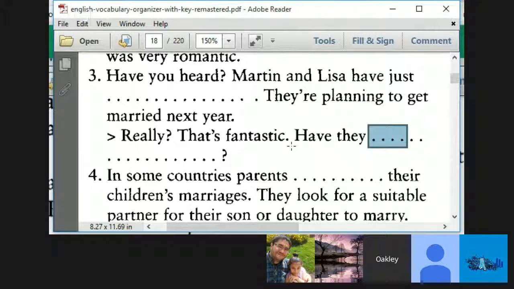People do it differently in Western culture. Sometimes it's 2 weeks from now. Sometimes it's a year from now. I don't know. It's kind of up to the couple, I guess.